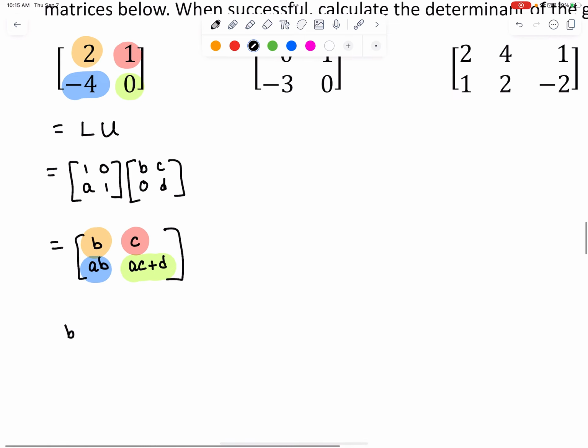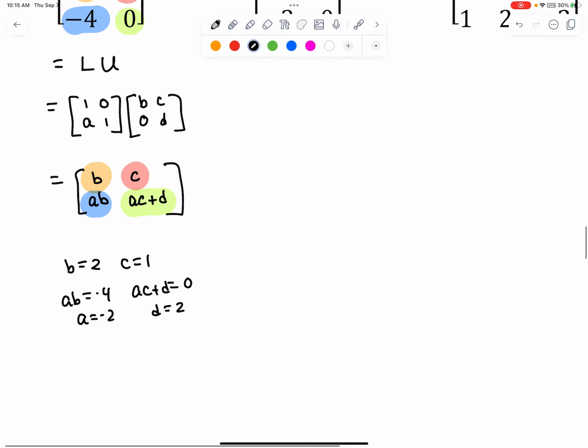We had B right away has to be 2. C right away has to be 1. And we have A times B has to be negative 4. And we know that B is 2, therefore A has to be negative 2. And then finally we have AC plus D has to be 0. And we know A and we know C. A times C is going to be negative 2. Therefore D has to be positive 2. And just like that, we've created what's called an LU factorization.